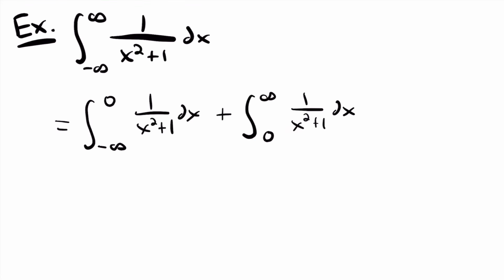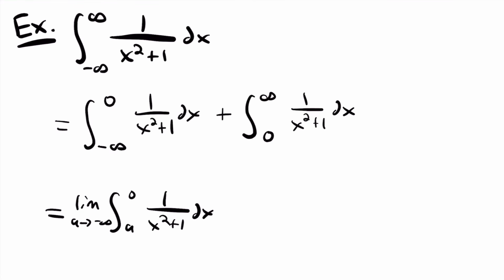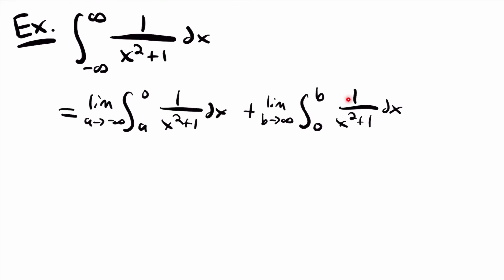And now we can rewrite these two integrals with a limit for our infinite bounds. So if we do that, this will be equal to the integral from a to 0 of 1 divided by x squared plus 1 dx, and then we will have the limit as a approaches negative infinity, and we will add that to the integral from 0 to b of 1 divided by x squared plus 1 times dx, and then we will have the limit as b approaches positive infinity. Okay, so if I clean up my work here, we can now work on solving our integrals.